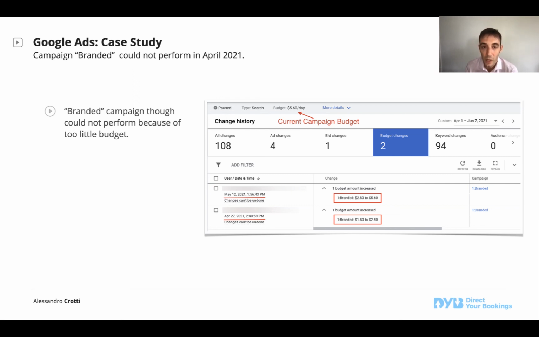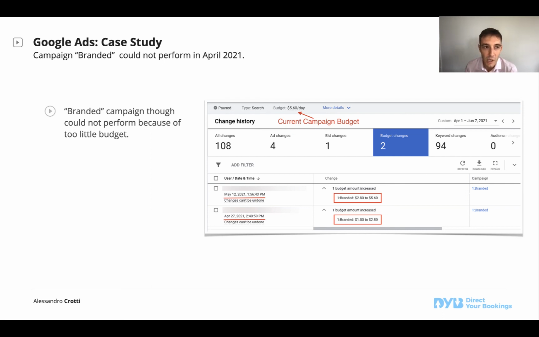However, as you can see from the two lines below, first, on April 27, 2021, the budget increased from $1.50 to $2.80, all right? In other words, up until April 27, this campaign was set up with a daily budget of $1.50. And then it increased a couple of weeks later from $2.80 to $5.60. But for the full month of April, at least up until the 27th of April, this campaign only got a budget of $1.50 daily. In other words, it's too little budget.